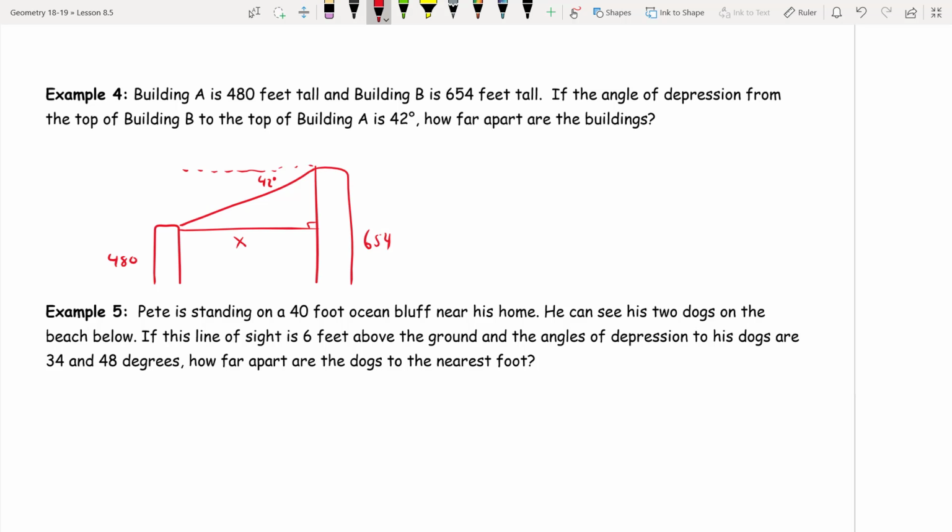My angle of depression can come inside here. And then I've got to figure out the difference here. I don't know what this value is, but I know that the bigger building is 654 feet, and I've already moved 480 feet up for the first building. So that tells me this is 174. So that's your picture to work with. Go ahead and try example 4, and then go ahead and try example 5 totally on your own and see how you do.